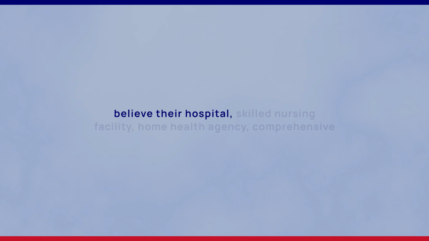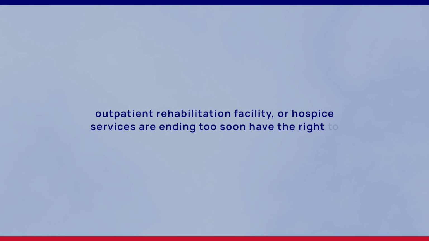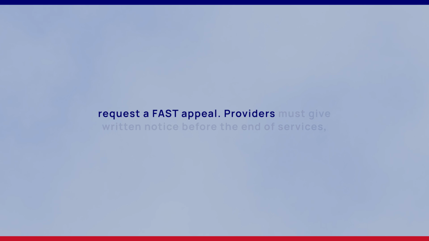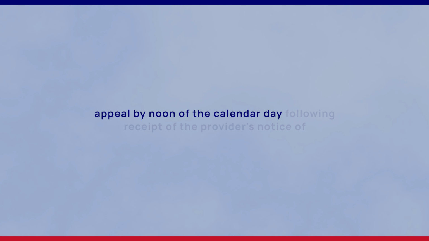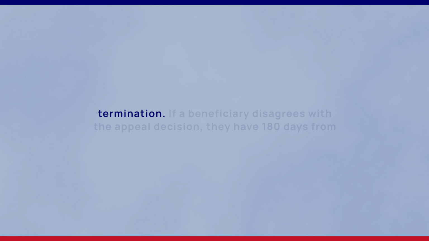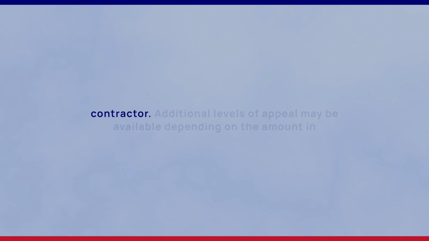Beneficiaries who believe their hospital, skilled nursing facility, home health agency, comprehensive outpatient rehabilitation facility, or hospice services are ending too soon have the right to request a fast appeal. Providers must give written notice before the end of services, explaining how to request the fast appeal. Generally, beneficiaries must ask for the fast appeal by noon of the calendar day following receipt of the provider's notice of termination. If a beneficiary disagrees with the appeal decision, they have 180 days from the decision notice to request a reconsideration by a qualified independent contractor.